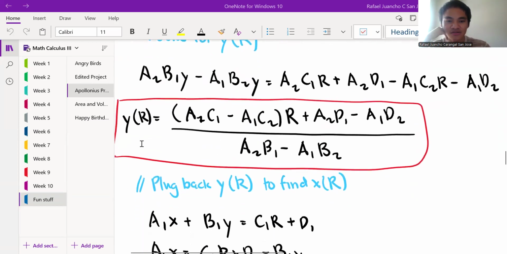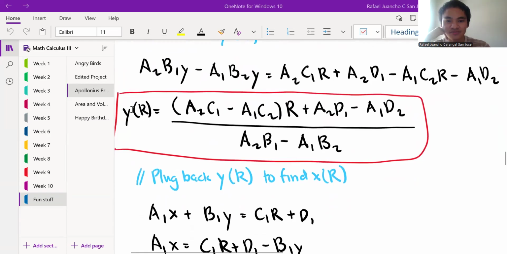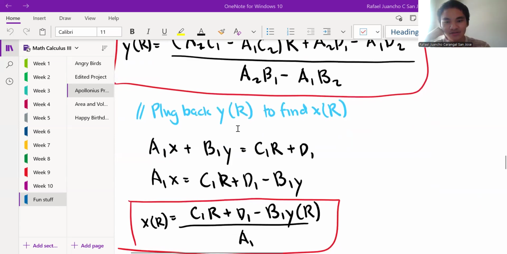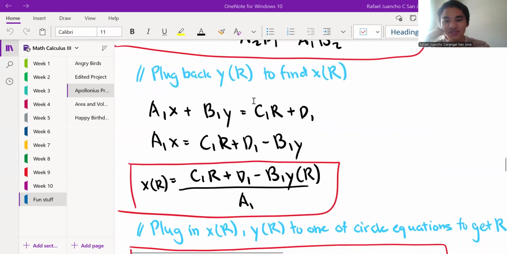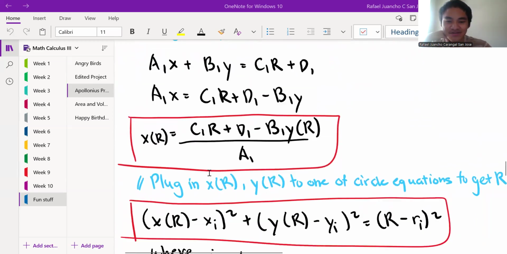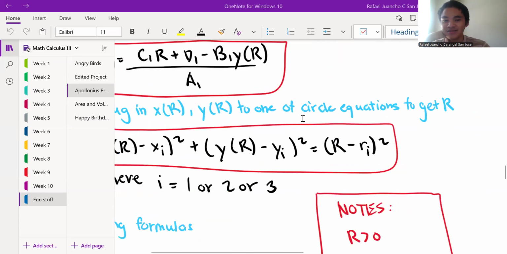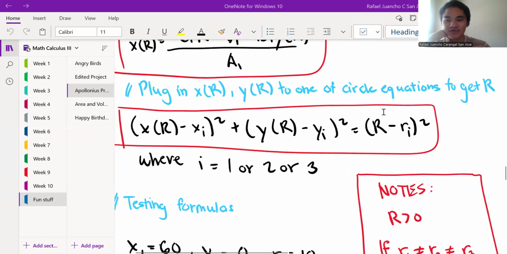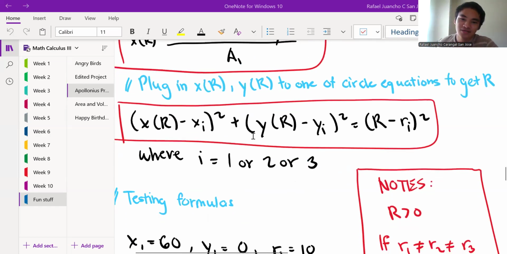And then from there, we just did some simplification. We got a function y of r, where if we plug in some radius, we're going to get y, right? And if we plug in y of r, now we can use that to find the x coordinate of that outer circle. And then from there, we can plug both of them in to get r, or the radius, right?